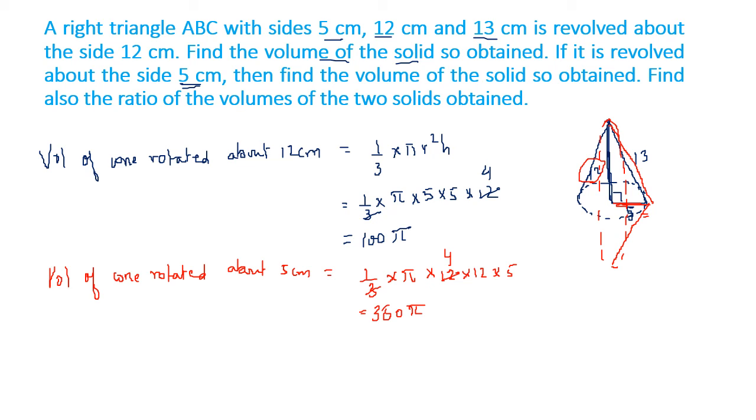Then you have to find the ratio of the volumes so obtained. So directly write the ratio of the volumes. I'll call this volume V1 and this volume V2. So V1 upon V2 is equal to 100 pi upon 360 pi. 2 5s are 10, 2 18s are 36. So the ratio of the volumes is 5:18. Just by rotating around the other side, we get the volume ratio 5:18.